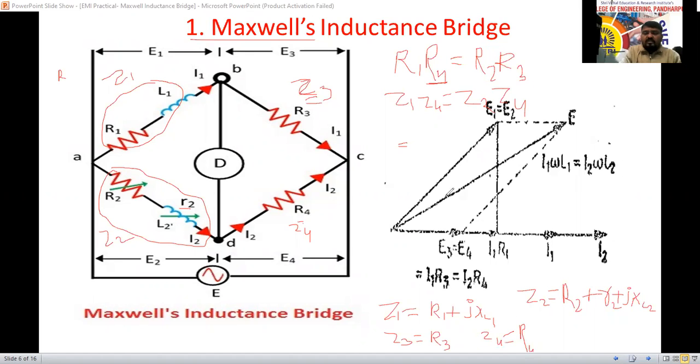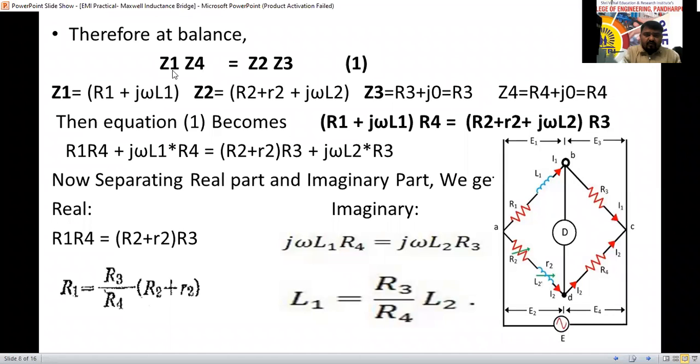Substituting all these equations in this one, Z1 we have to substitute R1 plus jXL1 here now. Z2 you have to substitute R2 plus jXL2 here now. And Z4 we have to substitute R4 and Z3 we have to substitute as R3. By substituting this, we are going to get by separating the real term and imaginary term later here. See here, Z1 Z4 equal to Z2 Z3.